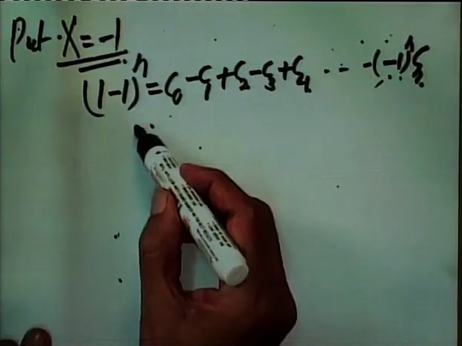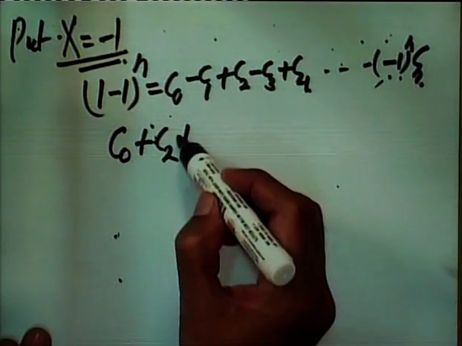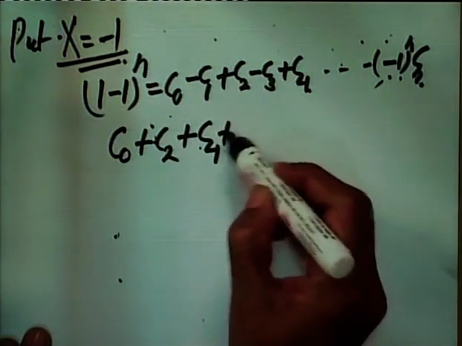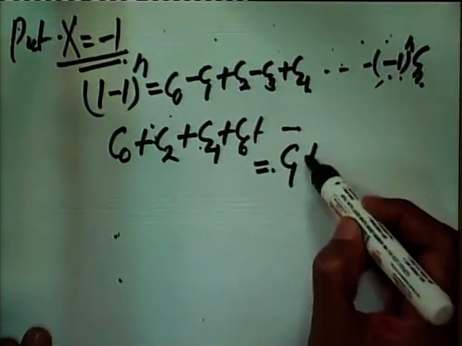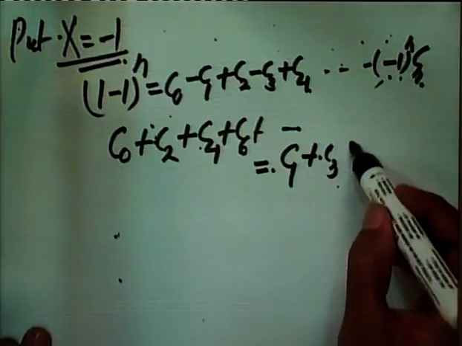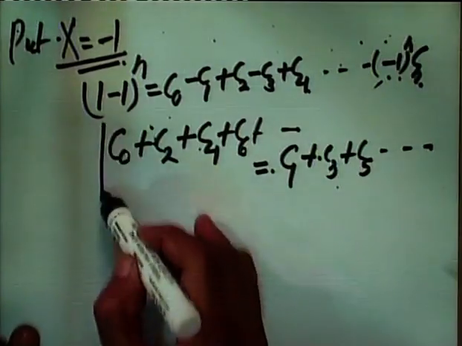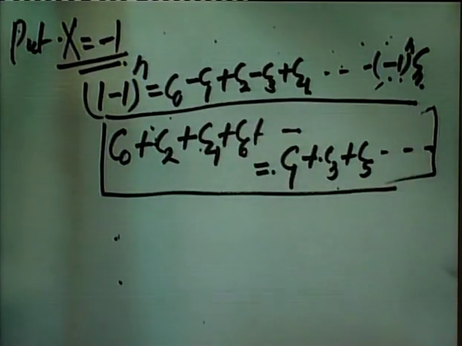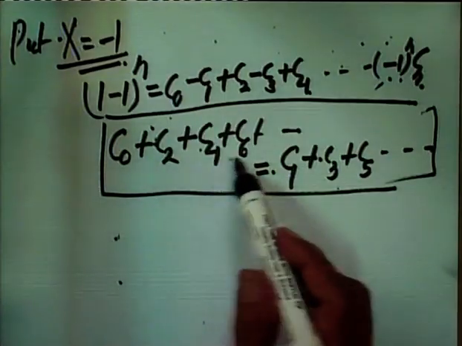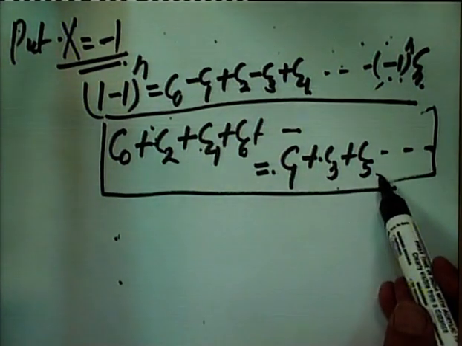So, this gives you wonderful information, that is C0 plus C2 plus C4 plus so on is same thing as C1 plus C3 plus C5 and so on. This itself is an important observation and a very nice result, that is the sum of the even binomial coefficients is same as that of the odd ones.